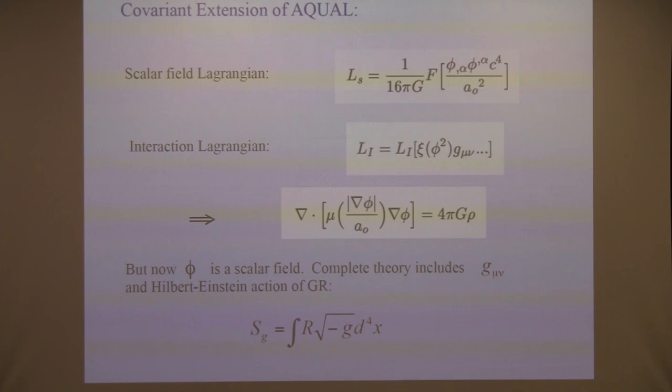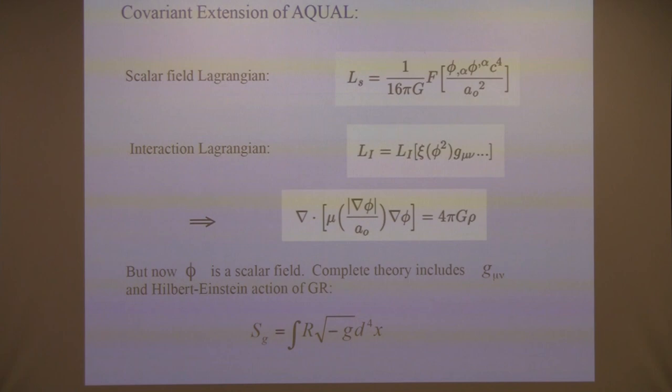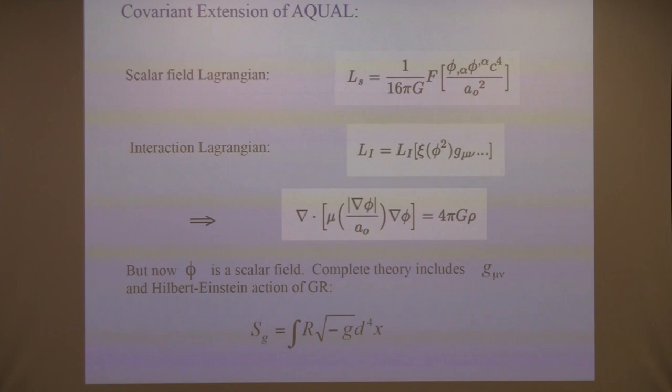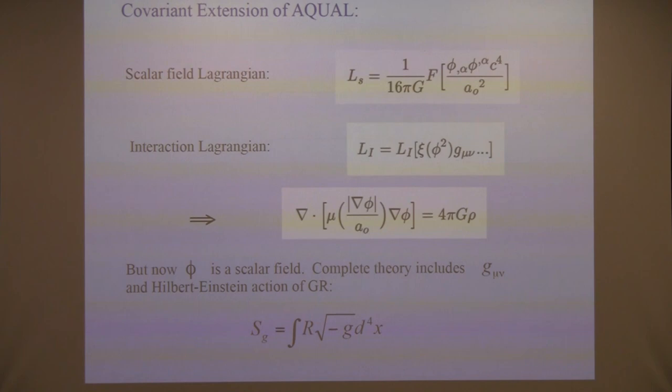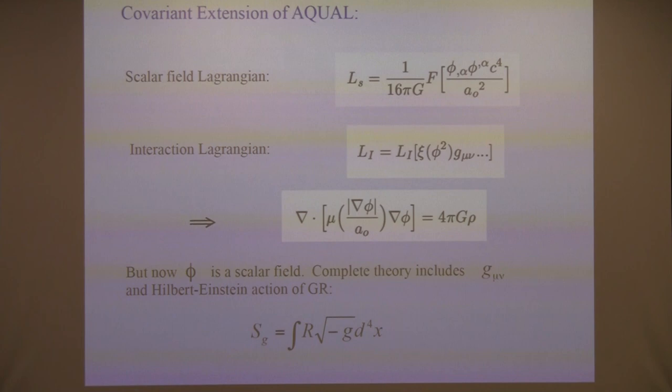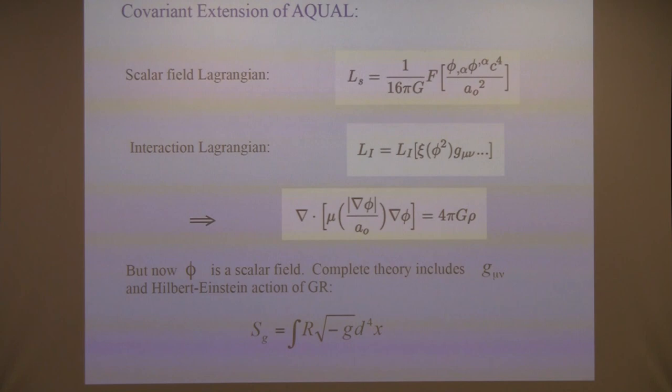They wrote down a covariant extension to an AQUAL Lagrangian, which consisted of two fields. There was a scalar field Lagrangian, which was like the usual scalar field Lagrangian in terms of the scalar gradient, but with a more general function. That general function plays the role of the function you saw in the non-relativistic version. And there's an interaction Lagrangian, which says that the scalar field doesn't couple directly to matter, because then you get into trouble with the weak equivalence requirement. It interacts jointly with the Einstein metric and matter. So in this form, there's some function of the scalar field times the Einstein metric. So it multiplies the Einstein metric, and you end up with a metric theory, as you need to.